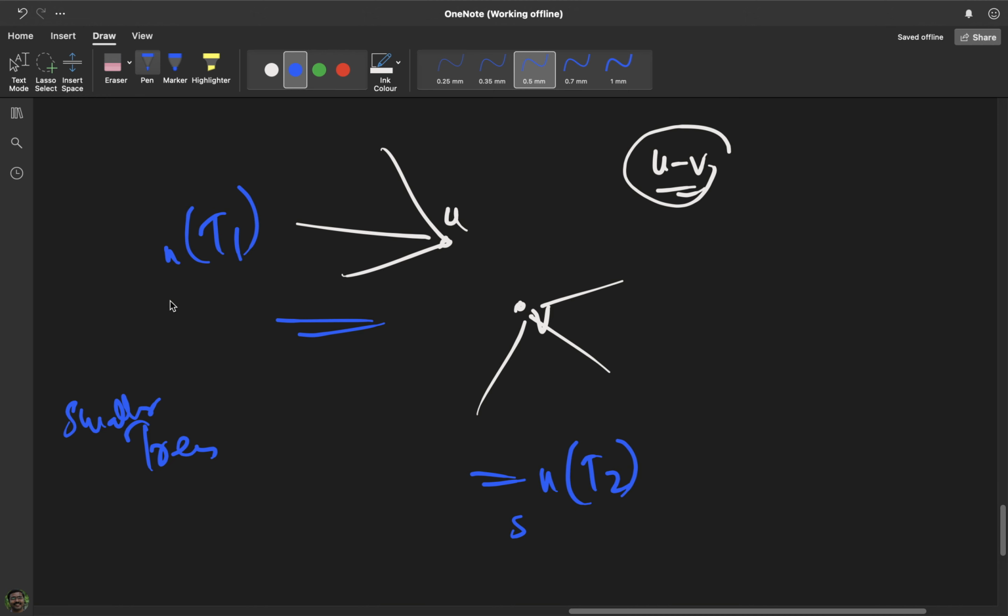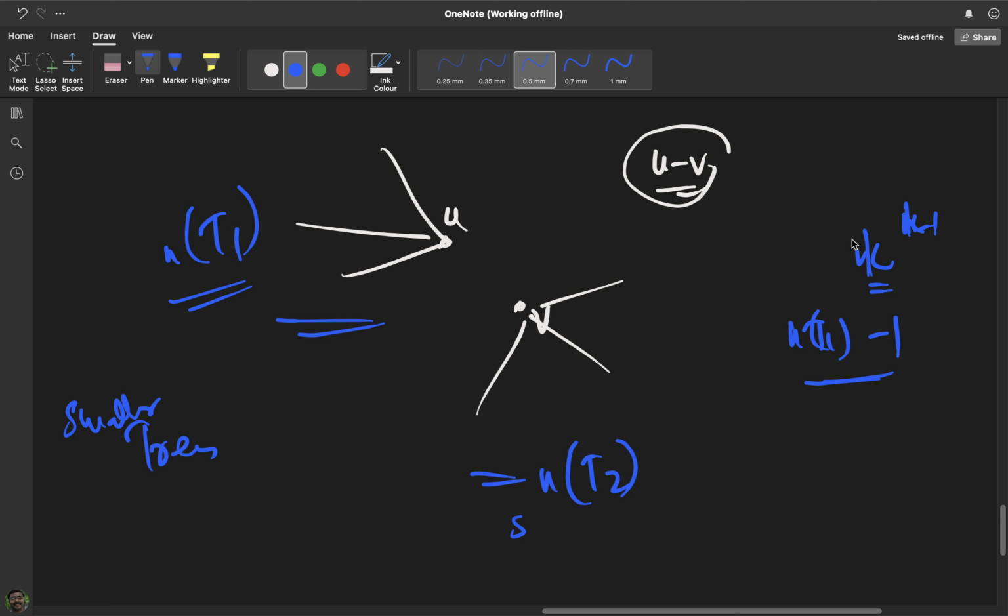So what will be the number of edges in this component? Since we have assumed by induction that all trees with up till k vertices have k minus 1 edges, this component n of T1 will have less than k vertices, so it will have n of T1 minus 1 edges. I hope it is clear.